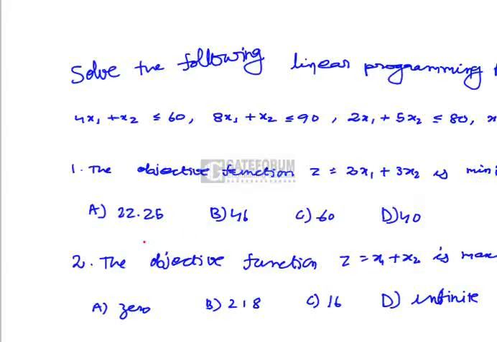The first question is the objective function z is equal to 2x1 plus 3x2 is minimized to, and the options are 22.25, 46, 60, 40. And here the objective function is constrained to the constraints which are mentioned above.